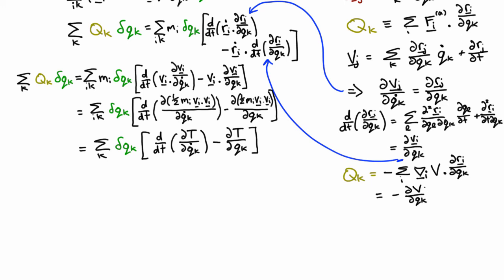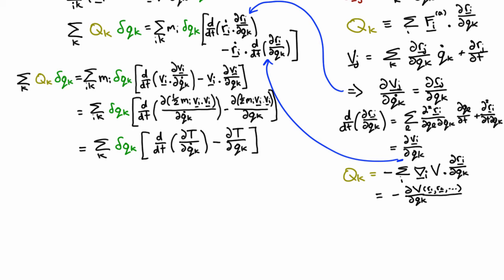Because this V is actually a function of all of these variables, r1 vector, r2 vector, and so on. And each of these is comprised of 3, so we're going to get a sum over all the i's, and we're going to get a sum that's this dot product, and that's exactly what you get when you take the total derivative of this. And so that's just the derivative of V with respect to qk.